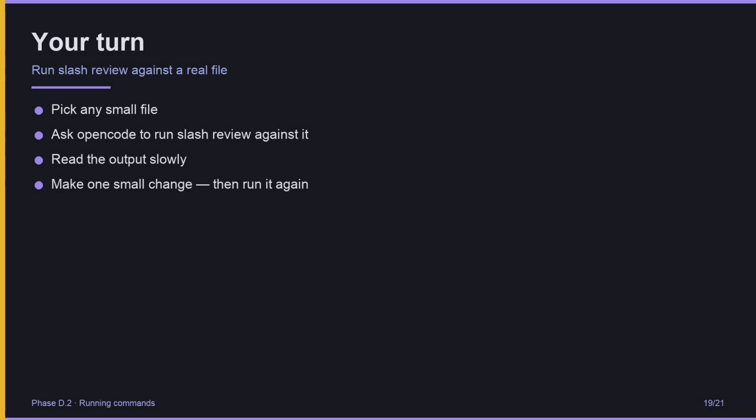Now it is your turn. Pick a file, any small file will do, and ask OpenCode to run /review against it. Watch the output appear. Read it slowly. Then make one small change, either to the file or to the command, and run it again. Feel the loop for yourself. You do not need to get anything perfect. You just need to run it once, honestly, and see what comes back.